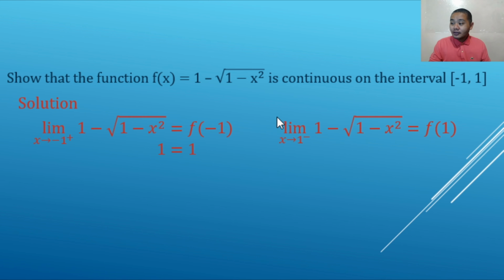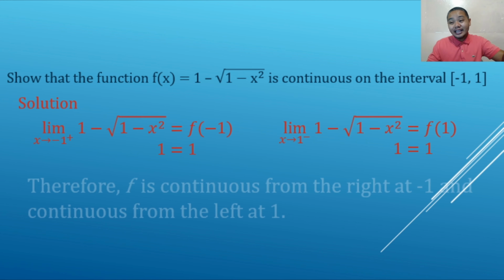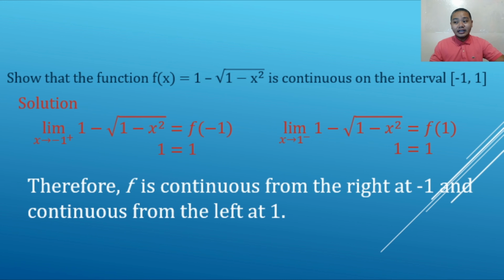Same thing dito. If i-graph mo to, okay, using Desmos or GeoGebra, or pwede ka rin gumamit ng table, okay? So, you will observe that yung limit na to, mag-approach din siya sa 1. Okay? So, since equal yung nandun sa right side ng -1, equal din siya doon sa left side ng -1, we can say that f is continuous from the right at -1 and continuous at the left of +1. Okay? So, ibig sabihin, continuous yung function natin doon sa interval ng -1 hanggang 1.